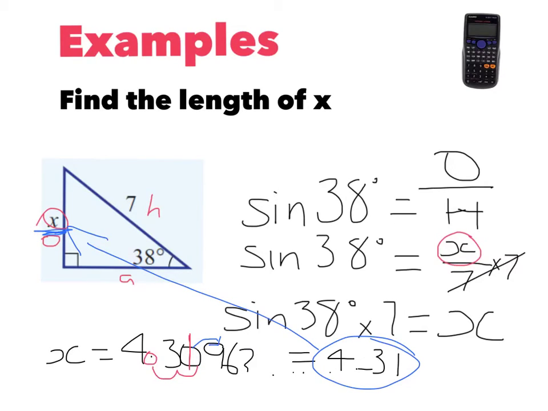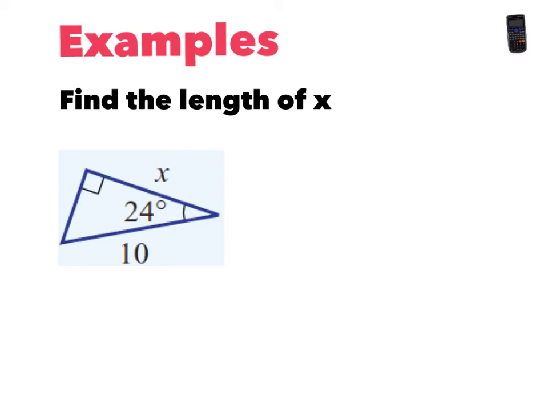Let's have a look at another example. If I've lost you, stick with me, we'll get there. Let's label our sides. This time, opposite the right angle, I'll label my hypotenuse. Opposite my marked angle, I'll name my opposite. Next to my marked angle, I'll name my adjacent. So I've got an adjacent, an opposite, and a hypotenuse.